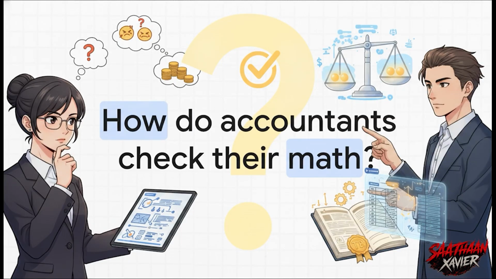I mean, over the course of a month or a year, a business might enter thousands and thousands of transactions. So how do accountants actually know their math is right before they present their final reports to investors or to the government? They definitely don't just cross their fingers and hope for the best. Instead, they use a vital mathematical checkpoint, and that is known as the trial balance.